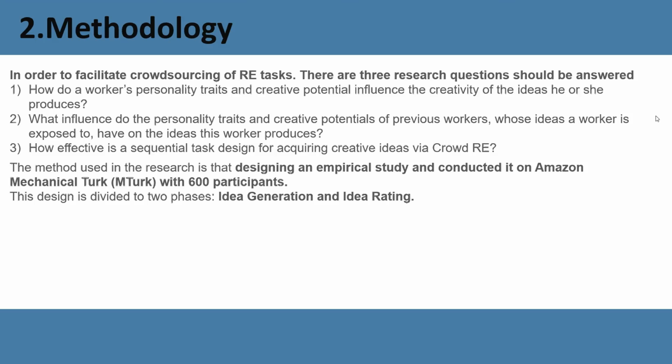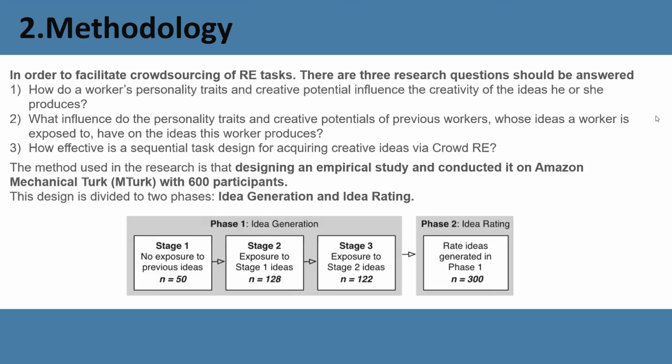The method used in the research is to design an empirical study and conduct it on Amazon Mechanical Turk with 600 participants. This design is divided into 2 phases: idea generation and idea rating. This is a picture to show the relationship between idea generation and idea rating. The first one, idea generation.